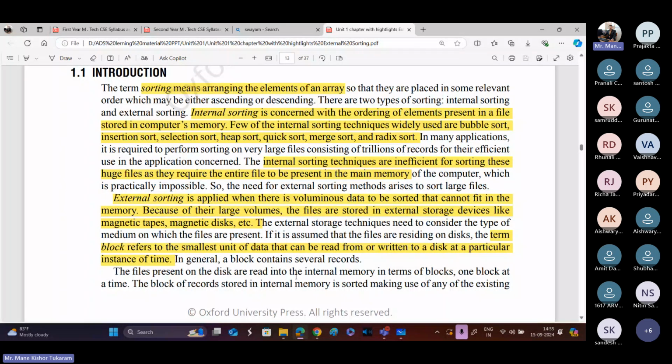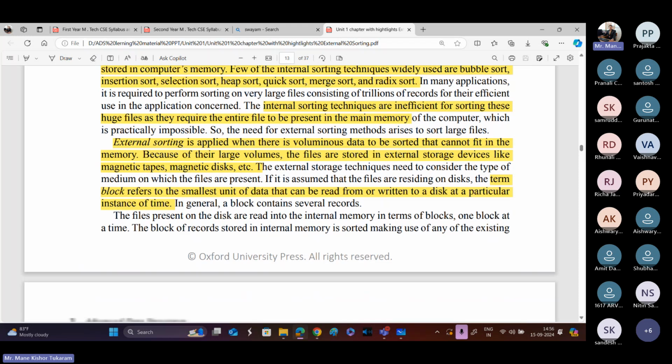Okay, so external sorting is nothing but this: when we apply external sorting, we have a very large amount of data which cannot fit in the memory. So whatever huge data, 1 GB of data, does not fit inside your memory at one time. So in that case, we have to store the data on external storage, and block by block, we get that data from the disk and load it inside the main memory, and we can apply the sorting. So this is nothing but external sorting.